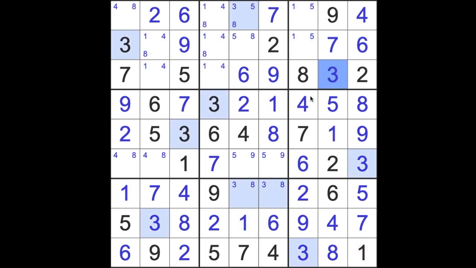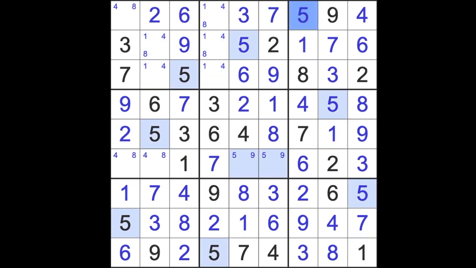3s. Okay, there's only one place to put 3 now. It's got to go there. So this is our 3 down here, and 8 goes there. This 8 means this is a 5 in this bi-value cell, 1 in this bi-value cell, and 5 in this cell here. 5 gives us 9 from this couple, and 5 is the only number left there.